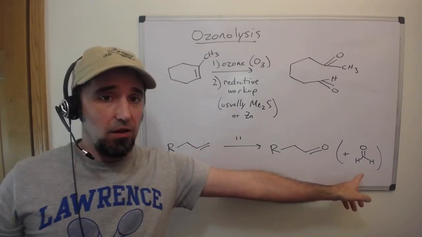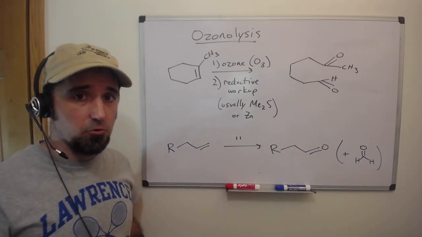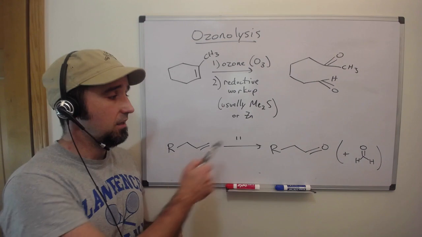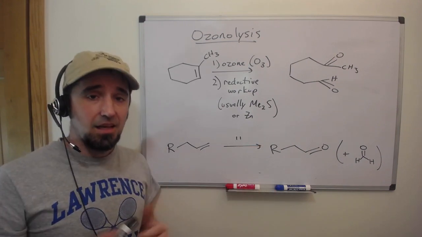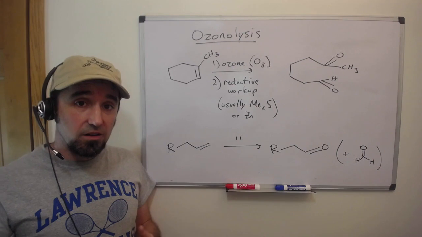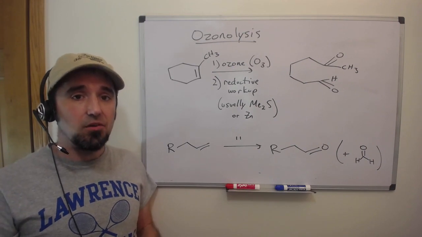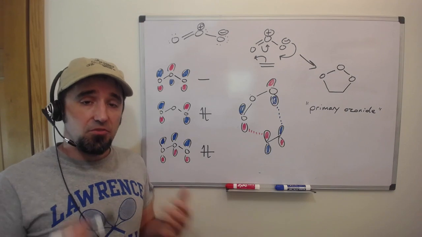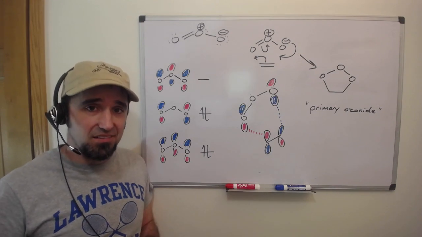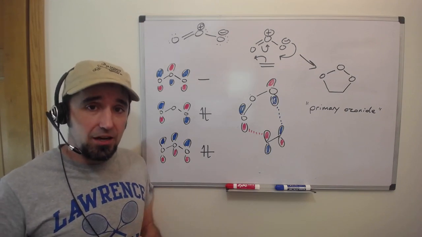And I really don't care about this one. Really, this is just a way for me to turn an alkene into an aldehyde with one less carbon in it. How does this work? This works the same way that the Diels-Alder reaction works, by orbital symmetry. The first step in ozonolysis is a concerted reaction.